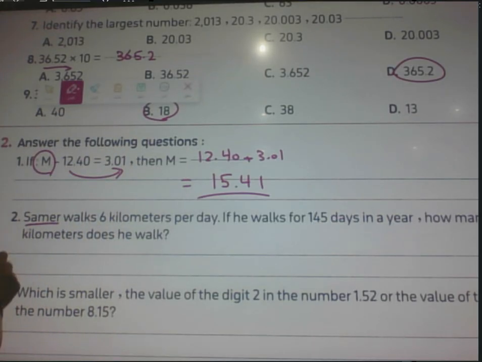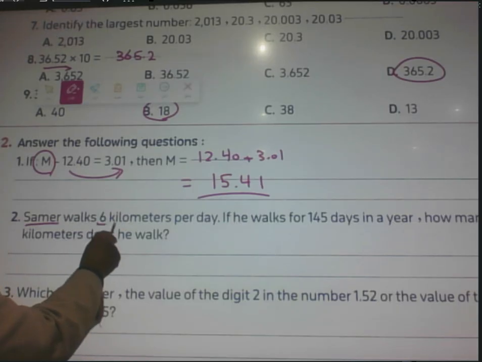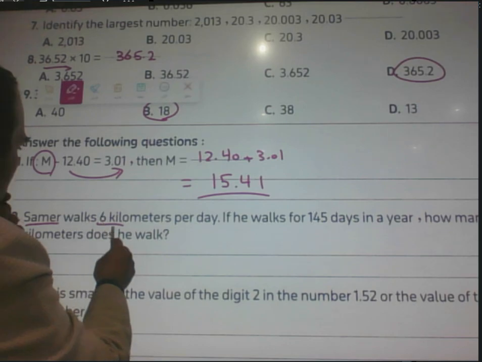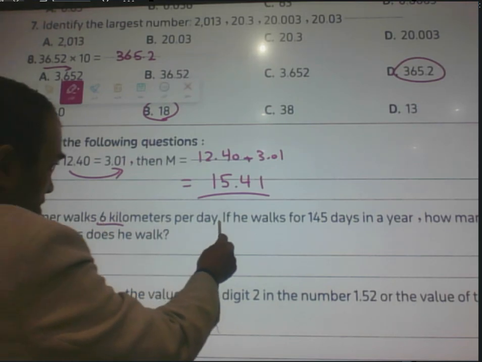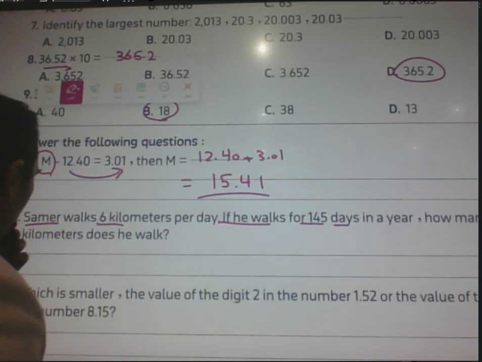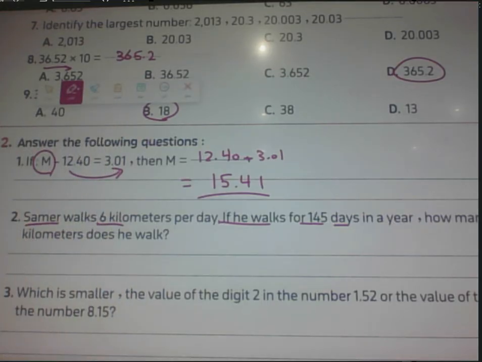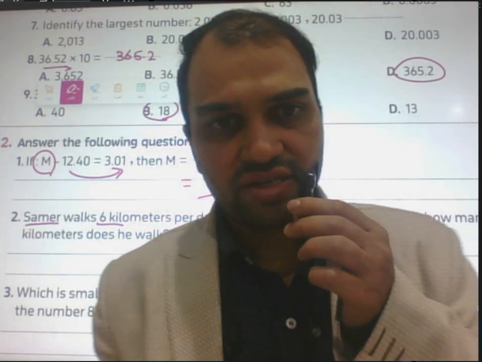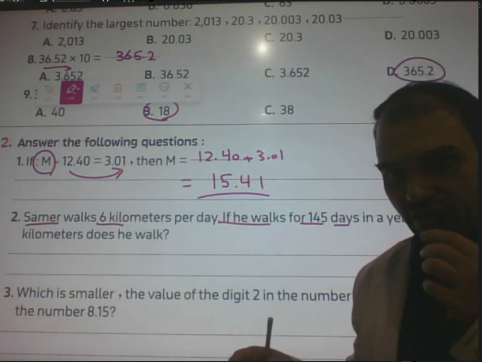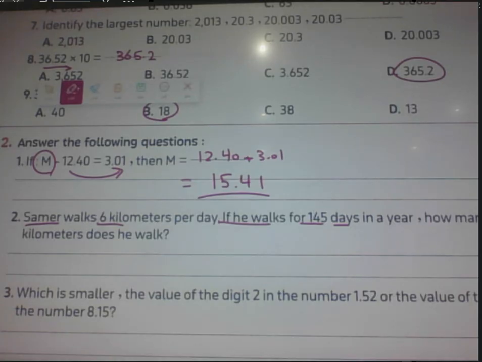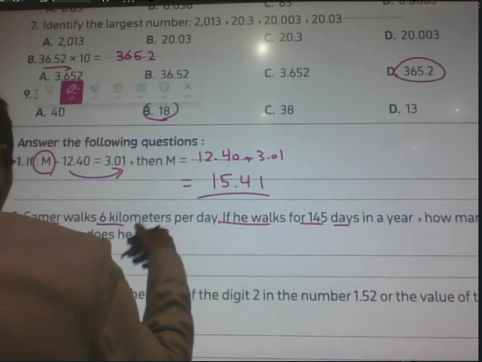Number 2. Samir walks 6 kilometers per day. If he walks for 145 days in a year, how many kilometers does he walk? He walks 6 kilometers every day. He asked about the number of kilometers he walks.